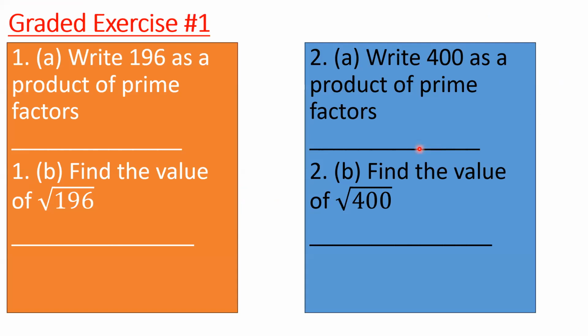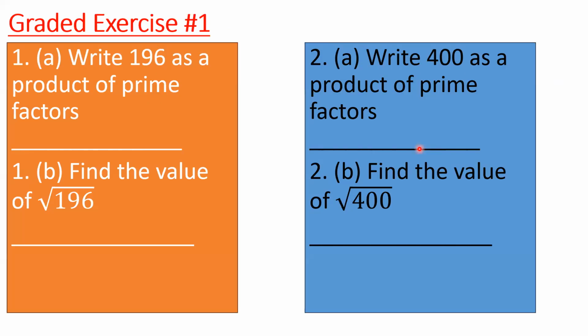Okay, so I want you all to do this on your own. Grade exercise number 1, write 196 as a product of its prime factors. Then I want you to find the value of the square root of 196. Then write 400 as a product of its prime factors. Then find the value of the square root of 400.